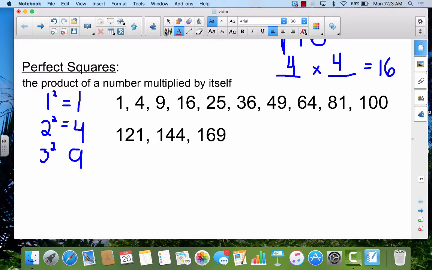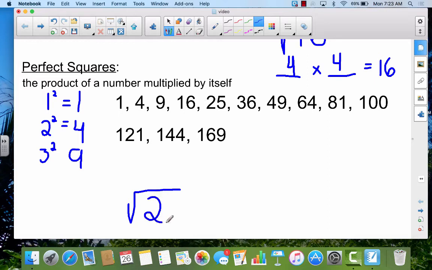Now, there's a lot of other numbers. Let me get my pen here. Let's say I asked for the square root of 2. Okay, now 2 is not a perfect square. So when you find the square root of it, it's actually going to be some long decimal answer. And for those, for right now, we'll be using a calculator. Another example of one that is not a perfect square would be the square root of 10, because there's no number times itself that will get me 10.